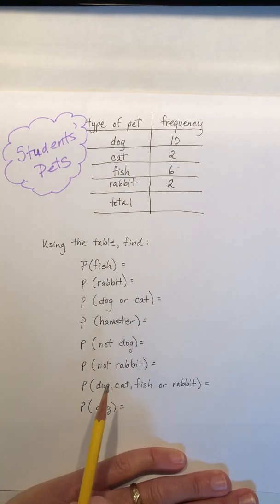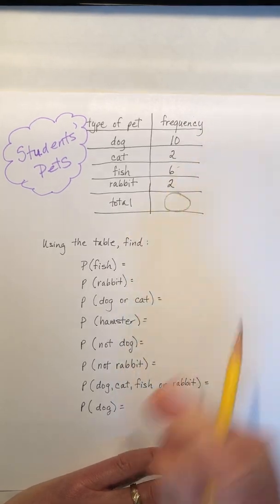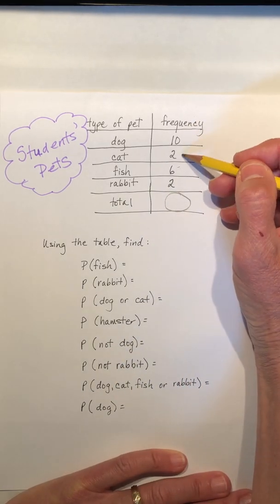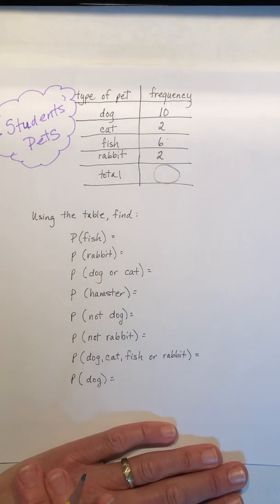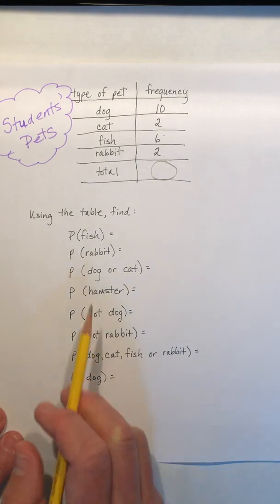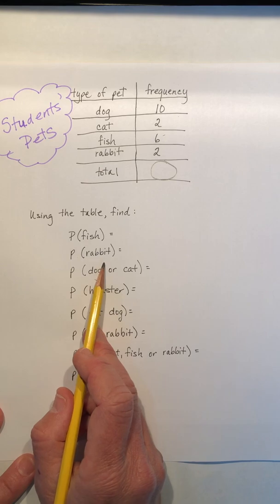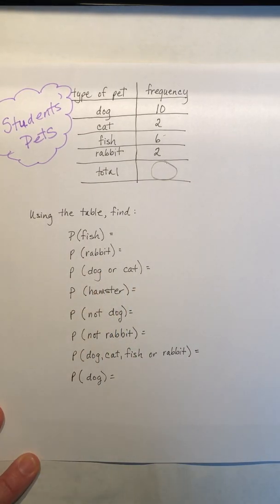So what you need to do is copy the table, fill in the frequency. You know you need to take care of that. The total frequency, because that's the total number of trials. How many kids did we ask? That's what the total will be. And you will get that by adding up all of these numbers. So using your table, you are going to find probability of fish, probability of getting rabbit, the probability there was a dog or a cat selected, and so on.